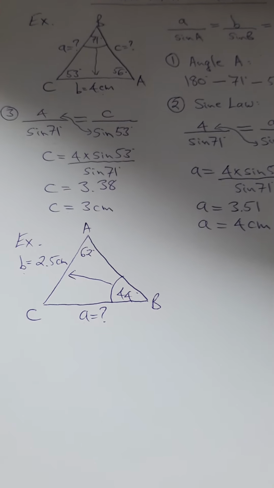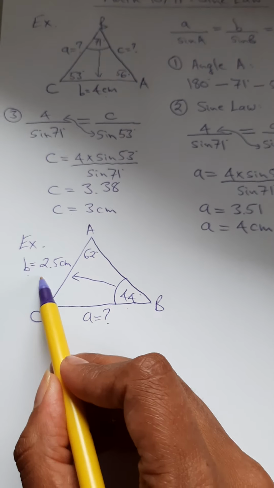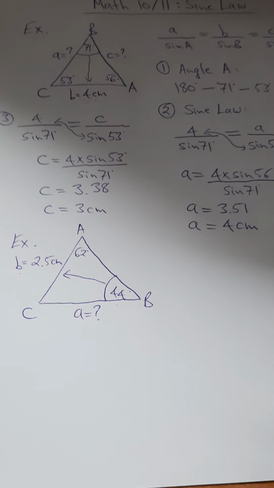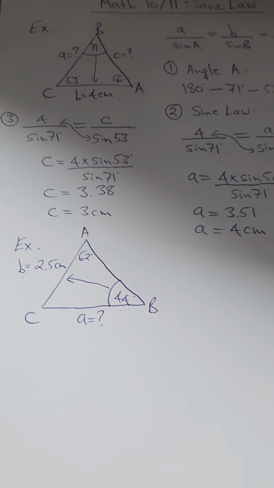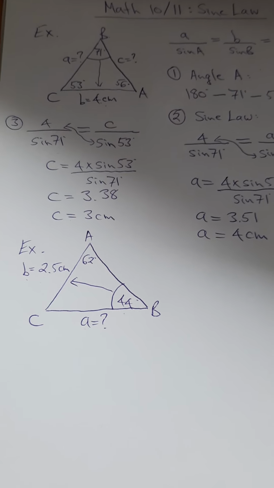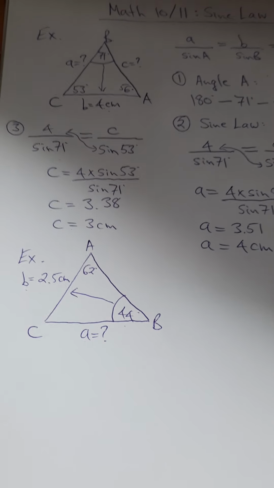So again, I know I'm using the sine law here because I have the angle B and I have this opposite side as well. So the angle and the opposite side must be given, and that's how I know I'm using the sine law rather than the cosine law. So what we're going to do here is again just write out the ratio. Maybe we'll just write it on the bottom here.